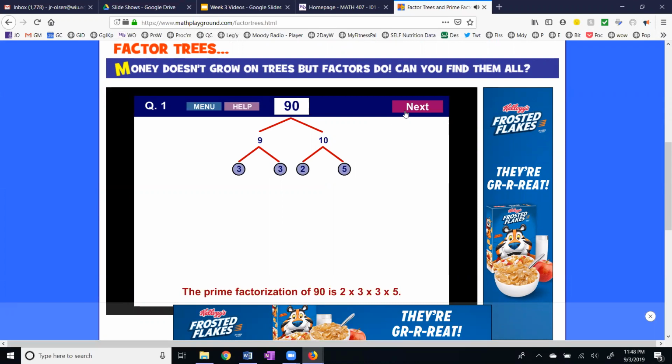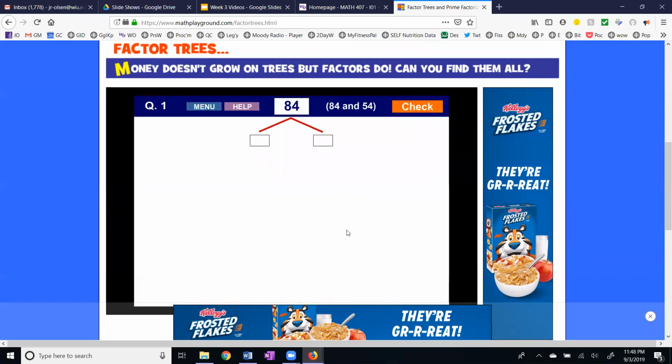So 90 is equal to 2 times 3 squared times 5. And you can use this to find the least common multiple and greatest common divisor of two numbers like 84 and 54. We're going to be doing that here by hand, but you might want to play with it here on the math playground.